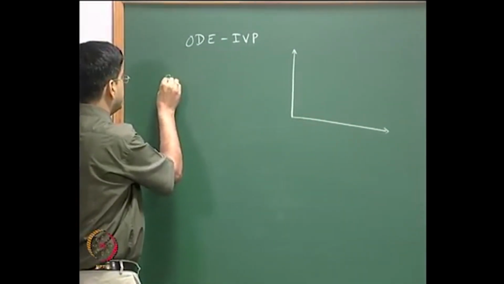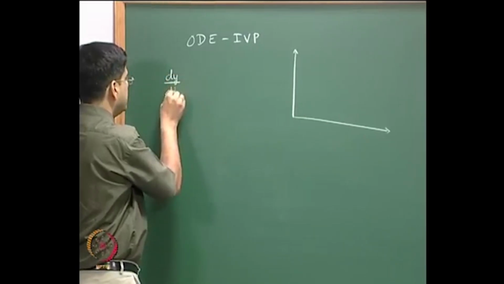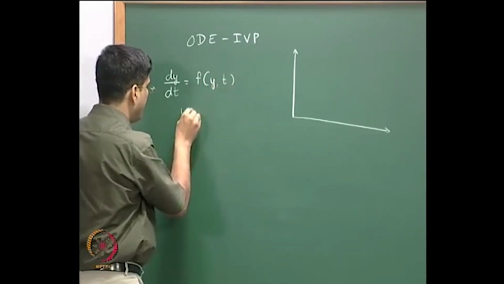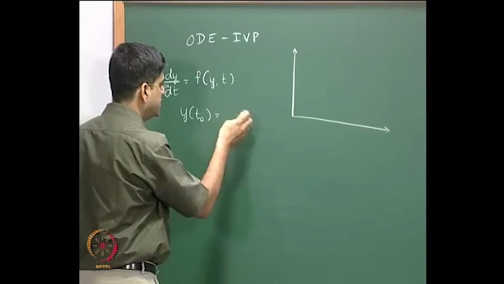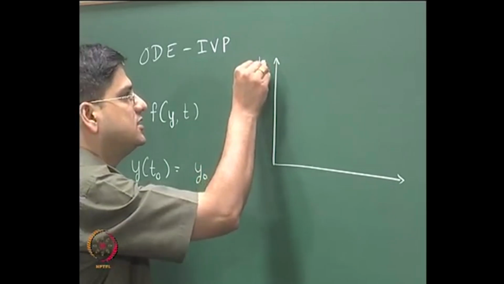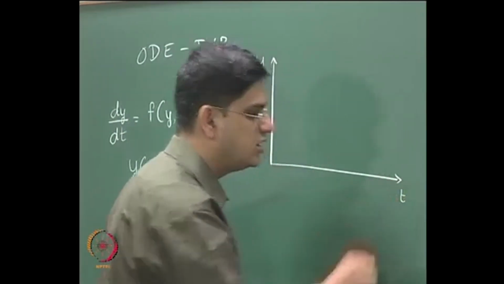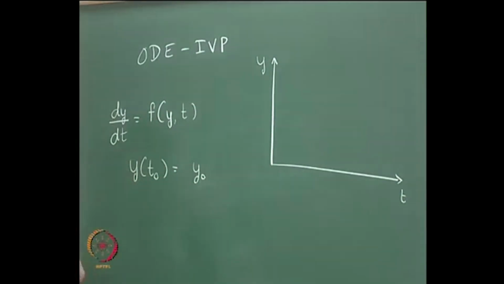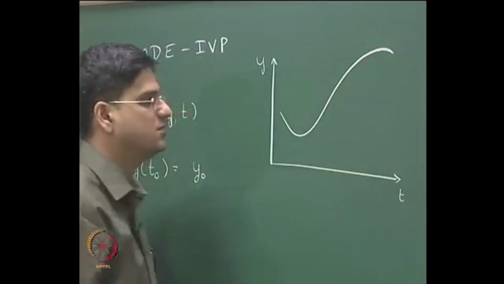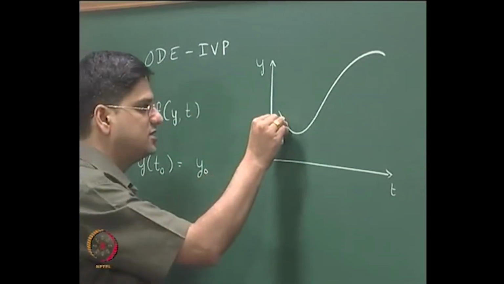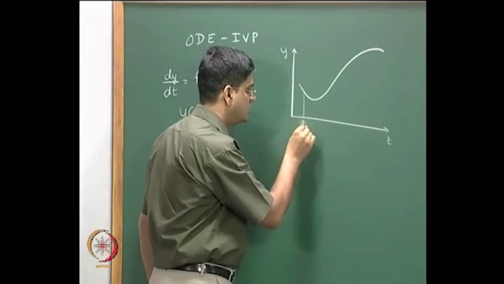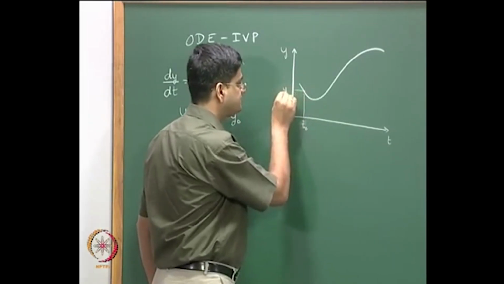Okay, so the problem that we are trying to solve is of the form dy by dt equal to some function f of y comma t, and given y at some time t0 is equal to a value y0. Okay, and what we are interested in getting is the curve, how the value y changes with the time t. Okay, so let us say the actual curve looks something like this, and let us say we are going to start with, say, a t0 value over here, and the corresponding value is y0.